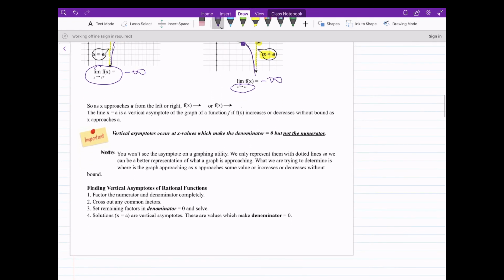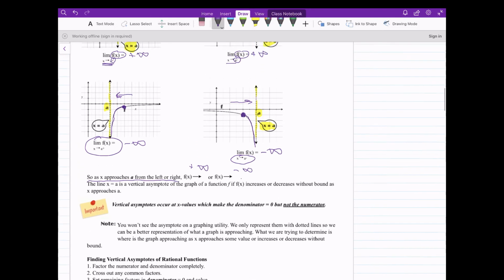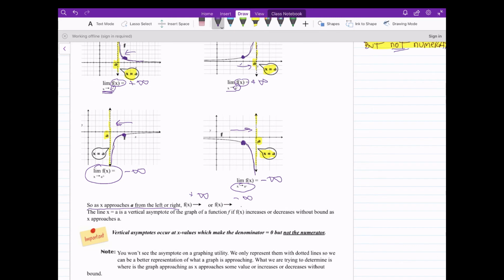So if we come down here, it says, as x approaches a from the left or the right, f of x is going to wind up approaching infinity, actually positive infinity or negative infinity. And that's really all a vertical asymptote is. It's going to get close to a value, but it's never actually going to equal it, because it can't equal it. Otherwise, it's going to create an undefined situation. And it's either going to wind up going to positive or negative infinity. It's really all it is.